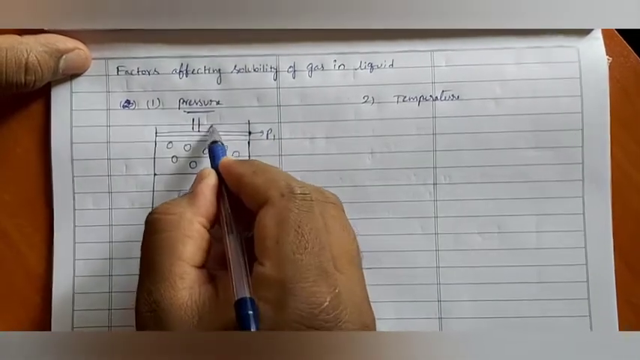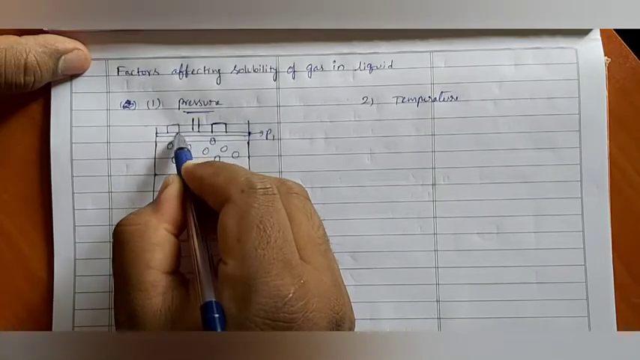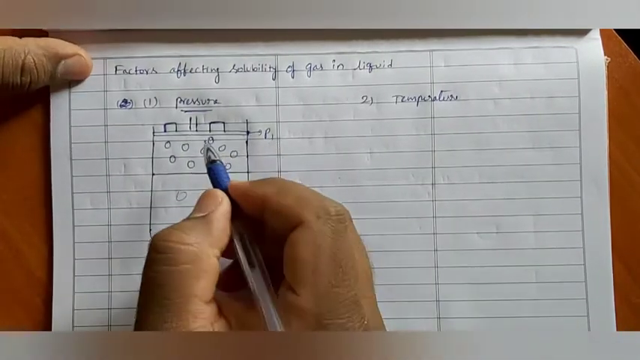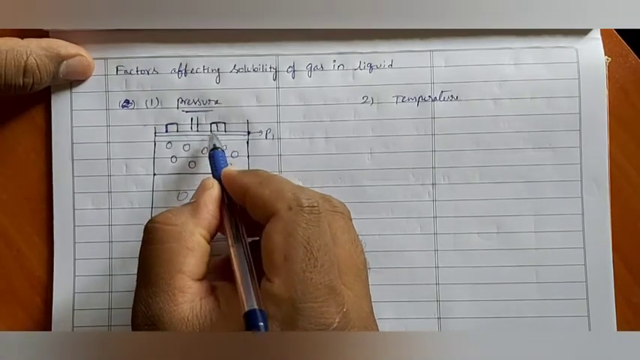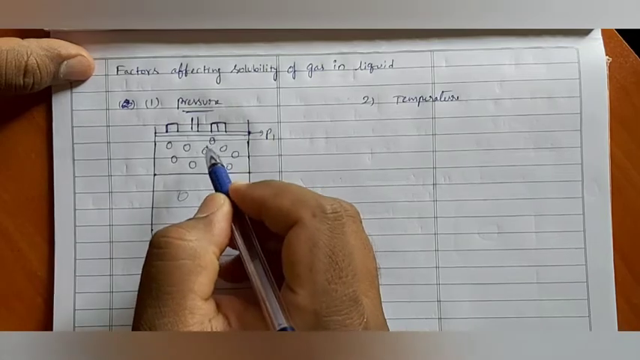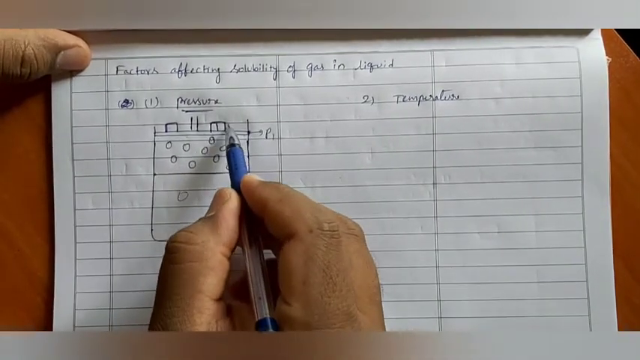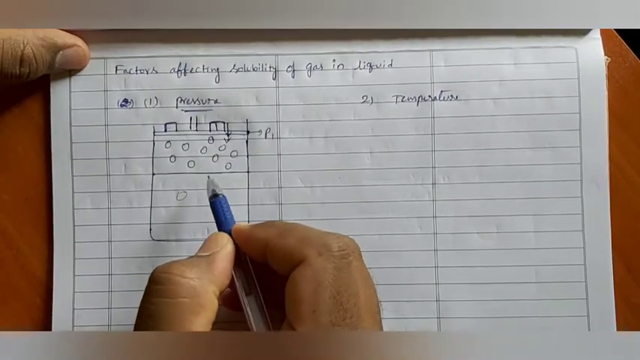On this, I am going to apply some weights. By applying some weight, force is generated, because force is equal to mass into acceleration. By force, pressure will be applied. So this piston will move down.